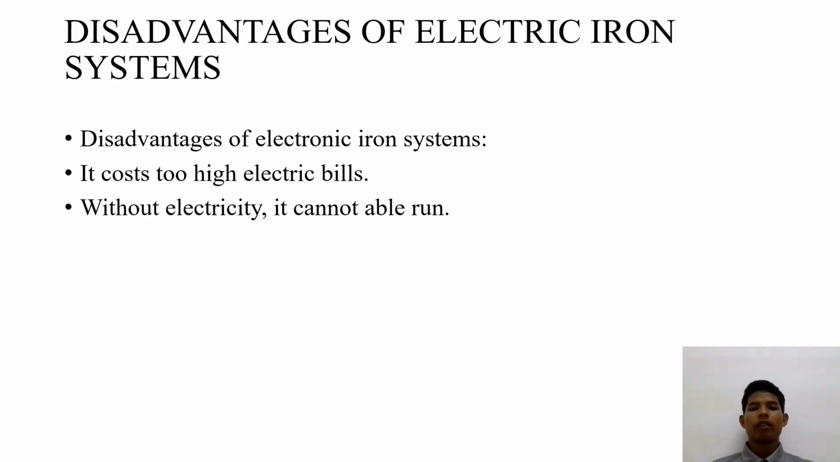Next, the disadvantages of the electric iron system. First, it costs high electric bills because it uses current to operate. Second, without electricity it cannot run, and we cannot use the electric iron without current. So it is important to have current to use an electric iron.